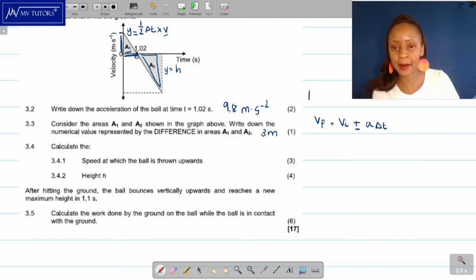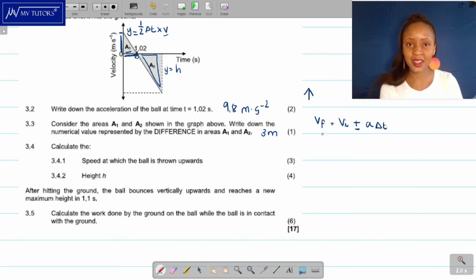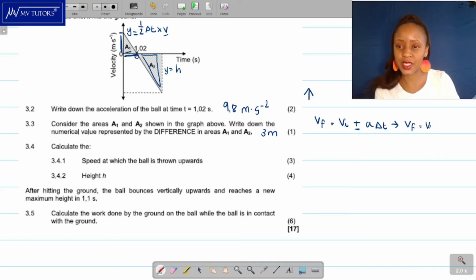So if we are choosing up as positive, and we know that gravitational acceleration is acting on this ball, then this equation becomes: final velocity is equal to initial velocity minus, because if I'm choosing up as positive, then down is going to be negative, right? So it will be negative g delta t. Is it an equation we can use? We are looking for the initial velocity. We know our final velocity is 0. We have a gravitational acceleration, and we have time, so we can use this equation.